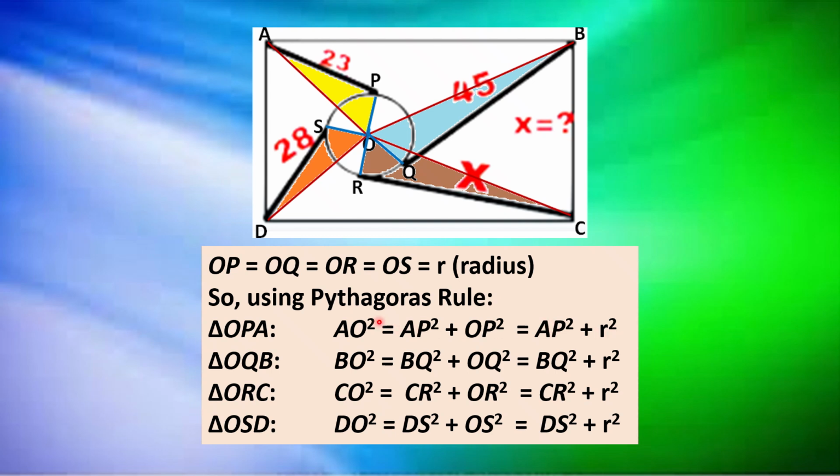So we get AO square equal to AP square plus R square, BO square equal to BQ square plus R square, CO square equal to CR square plus R square, DO square equal to DS square plus R square. Using Pythagoras rule, hypotenuse square is equal to base square plus altitude square, the altitude being R in each case and the base being the respective tangents given.